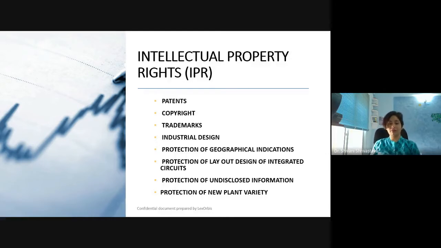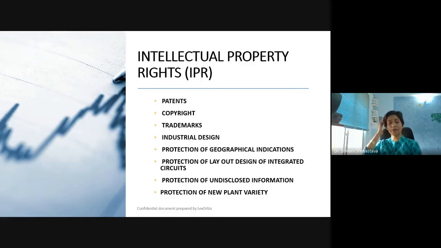Then the other one is trademark. When we are talking about trademark, it is related to the brand, any mark, any tagline, whatever you use to promote your business can be protected under trademark. It can be the name of the company, name of the product, a logo or a tagline to promote the business.